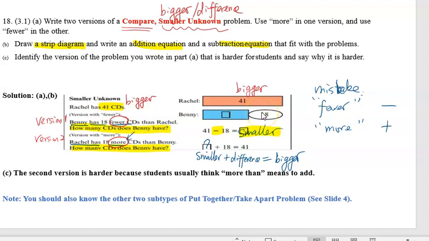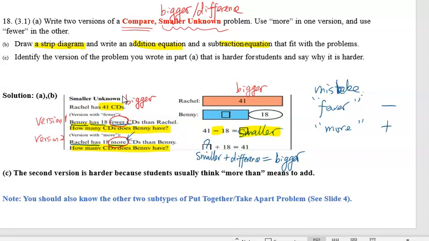And one big mistake that I saw some students make is some students said Rachel and Benny have 40 CDs together, and then Benny has 18. So please don't do that. That's not correct. That problem cannot be. So please don't say 41 is the together number, and that problem cannot be solved by a simple addition or subtraction. It actually is much harder, and can be solved by math drawing, but it's much harder than a simple addition or subtraction.